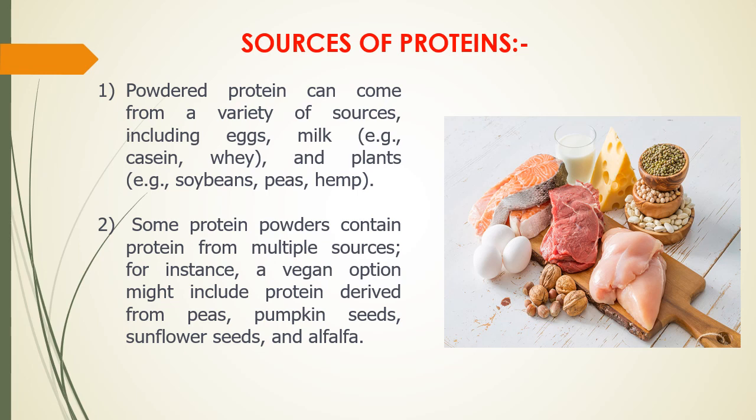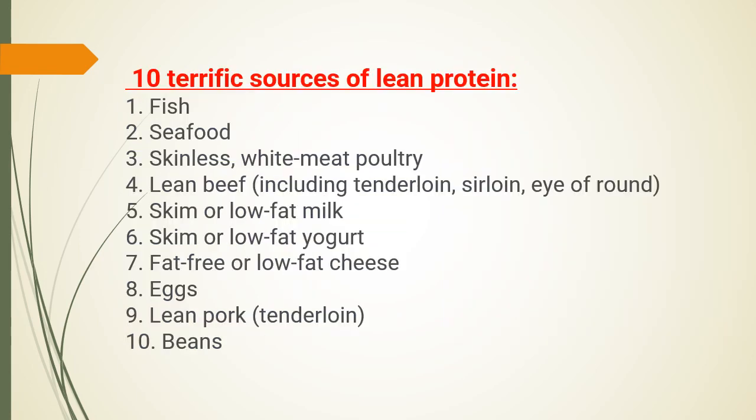Protein powder can come from a variety of sources like eggs, milk, and plants, that is soybeans, peas, and hemp. Some protein powders contain protein from multiple sources. For instance, a vegan option might include protein derived from peas, pumpkin seeds, sunflower seeds, and alfalfa. Ten terrific sources of lean proteins include fish, seafood, skinless white meat poultry, lean beef, skim or low-fat milk, low-fat yogurt, fat-free or low-fat cheese, eggs, lean pork, and beans.